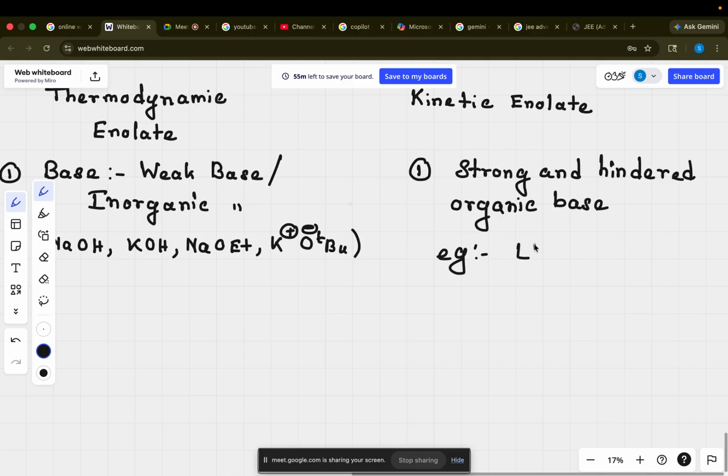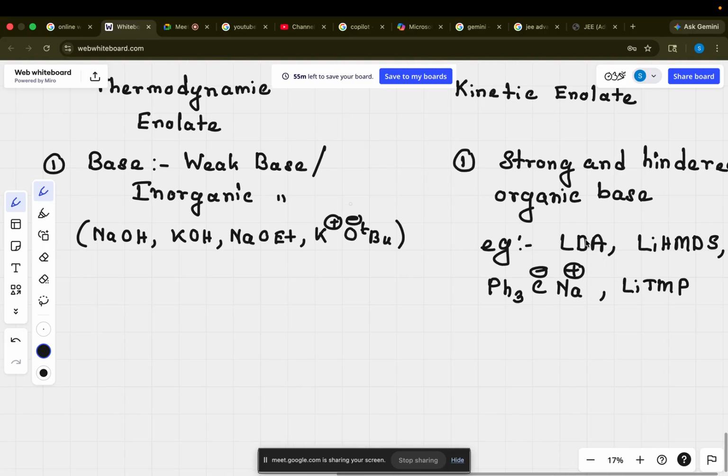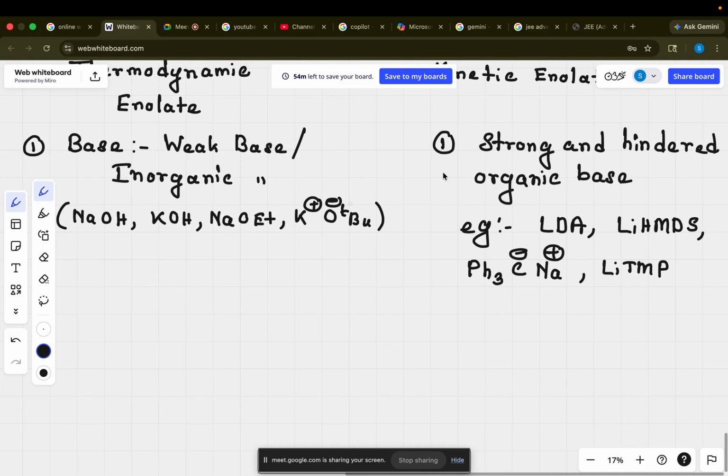For example, you have LDA, lithium diisopropylamide. Suppose you have LiHMDS. Even suppose you have Ph3C minus. If you are using this kind of sterically hindered and bulky base, there is a huge chance that you will get the kinetically controlled enolate. So that is the first difference you can make. One thing is your inorganic base and the second is your bulky organic base.